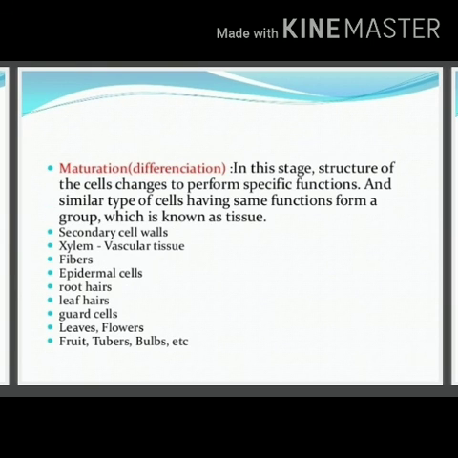The next phase is phase of maturation or differentiation. In this stage, structure of cells changes to perform specific functions. The cells become more specialized and attain maturity. The rate of growth slows down and comes to a steady state.